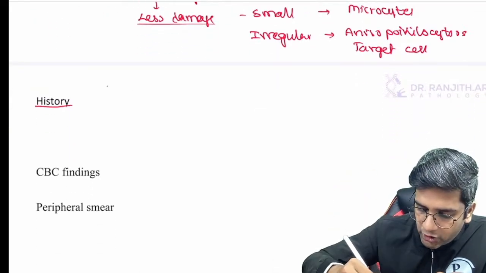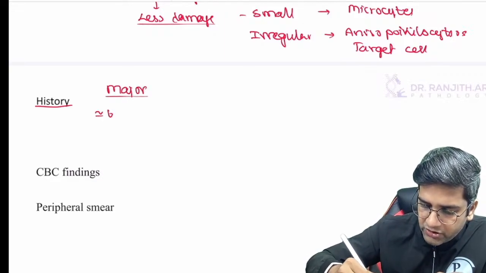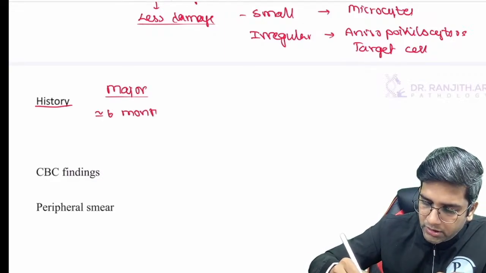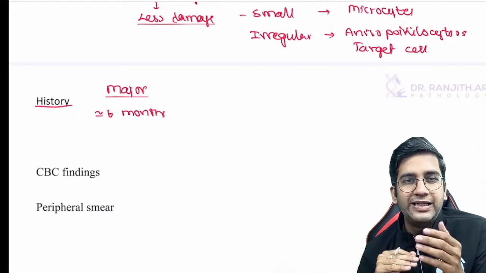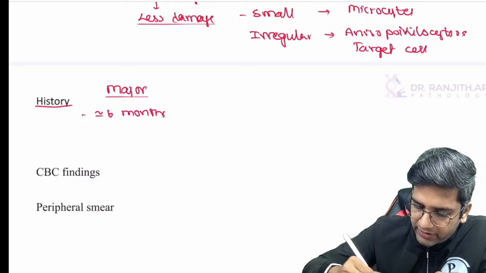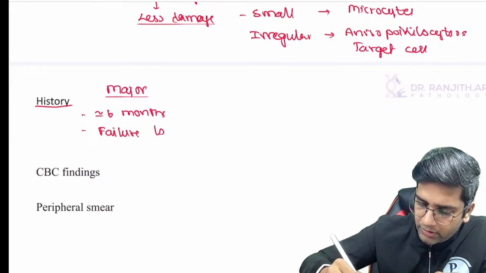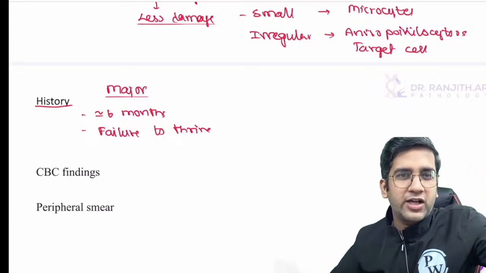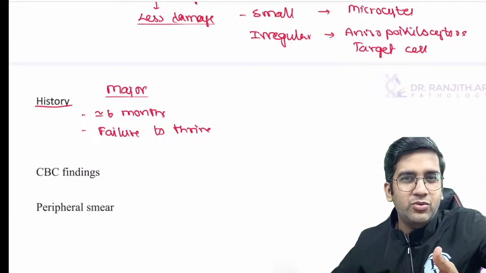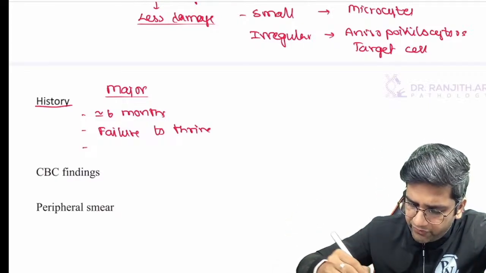History wise, again talking about beta thal major, the patient presents at around 6 months of age. Till that time, you'll have hemoglobin F, alpha 2 gamma 2, so beta thalassemia will not present, right? After that, you'll have classical failure to thrive. Kid will not grow properly. Mostly thalassemia comes as a long answer, so they won't need to ask you the clinical history because that will be in the question. Fine. Perfect. You'll have failure to thrive.